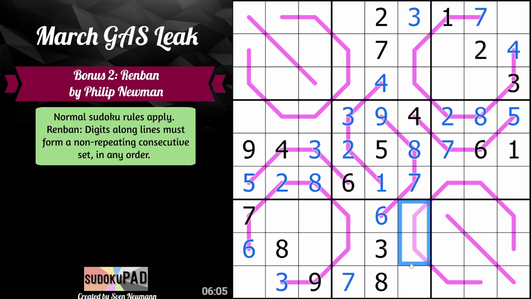1, 9, and 2. 9 has to go on the Renban here, which means 9 can't go on the Renban here, which means this is 9. The fact that 9 goes on the Renban means 1 can't be on the Renban, so this is 1, and now this is a 2, 9. By the same logic, this will be 1, because 1 will have to go here on the Renban, which means the 9 cannot go on the Renban.